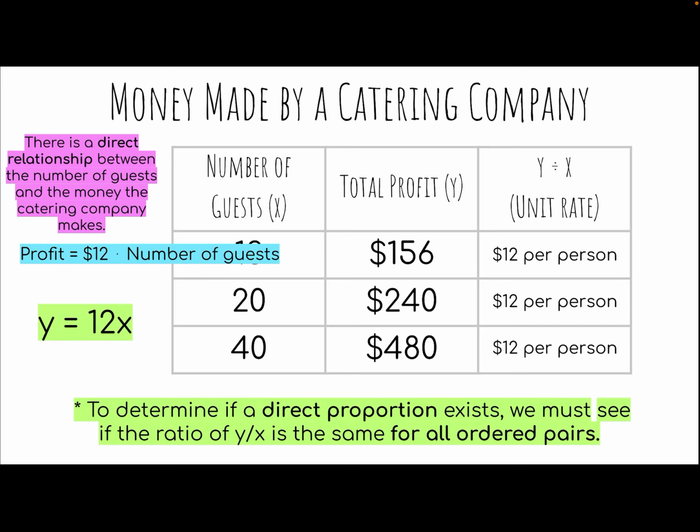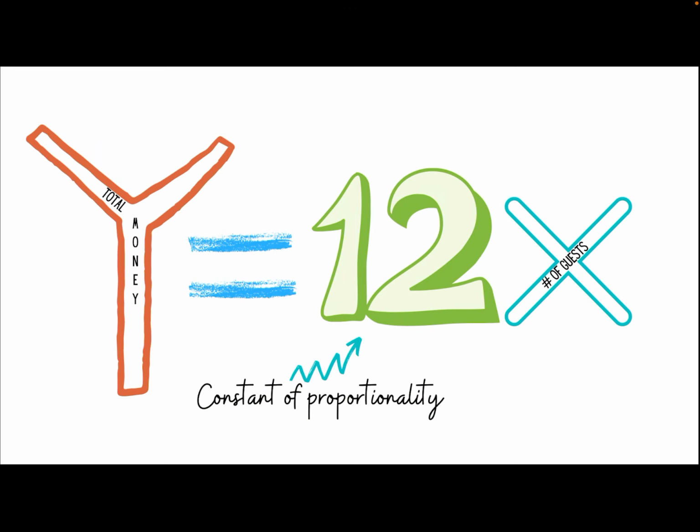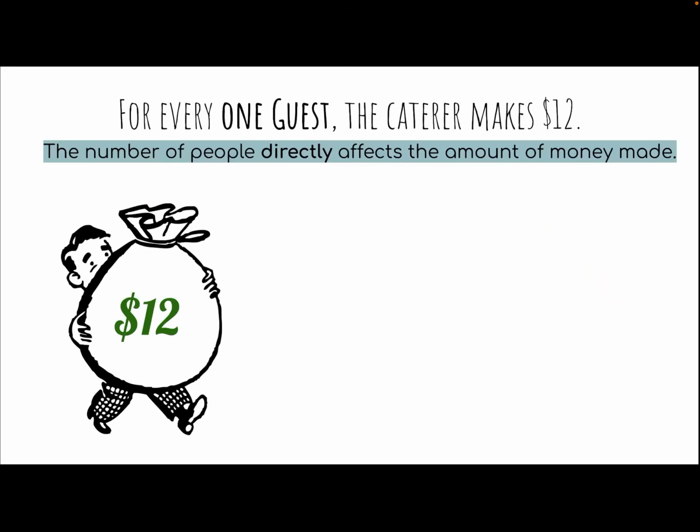There is a profit of $12 times the number of guests, or y equals 12x. Notice the equation stays the same: y equals your constant rate times x. 12 is also your slope. So the total money made equals your constant of proportionality, 12, times the number of guests, x. So that means that for every one guest, the caterer makes $12. So the number of people directly affects the amount of money made. That is a direct proportion.